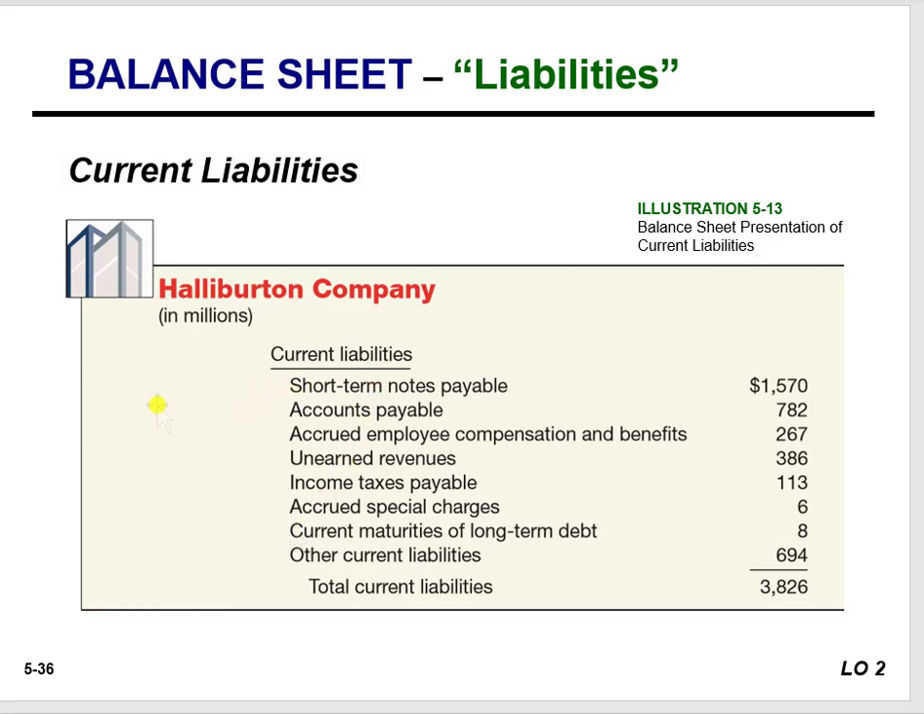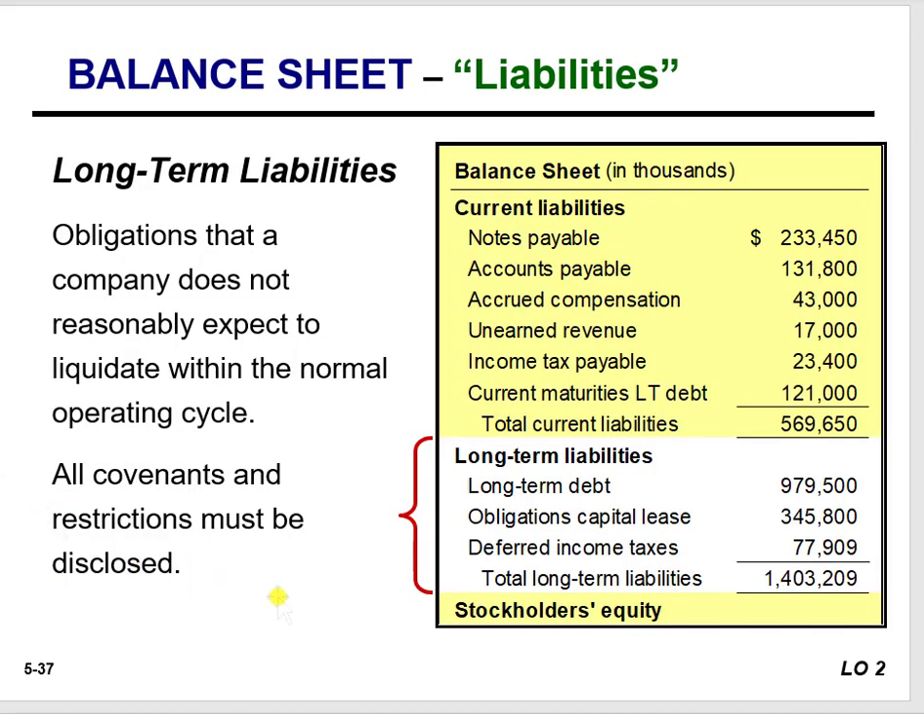Under the current liability section, they have short-term notes payable, accounts payable, accrued employee compensation, some unearned revenue, income tax payable, accrued special charges, current maturities of your long-term debt. That's the portion of the long-term debt that's due currently. And you have your other current liabilities. So your long-term liabilities follow the current, and they are obligations that a company does not reasonably expect to liquidate within a normal operating cycle. And so all covenants and restrictions must be disclosed.